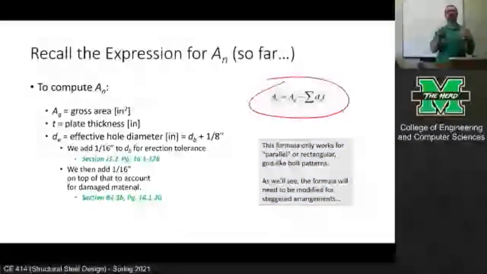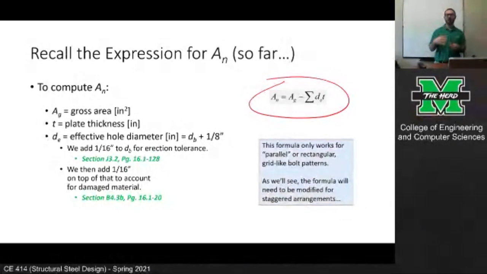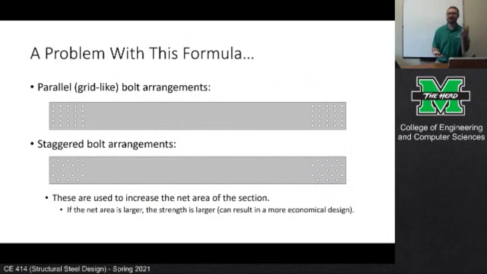Now that formula is fine and it will work. You could spreadsheet that formula if you'd like, if the bolt patterns are parallel, if the bolt patterns are grid-like. The problem is this, okay? So if you have a connection that looks like that, where the bolt patterns are staggered, so it's almost like this honeycomb type thing, that formula is not enough. We have to change that formula a little bit, and I'll show you how we do that here in a second. But we talked about this near the end of class last time.